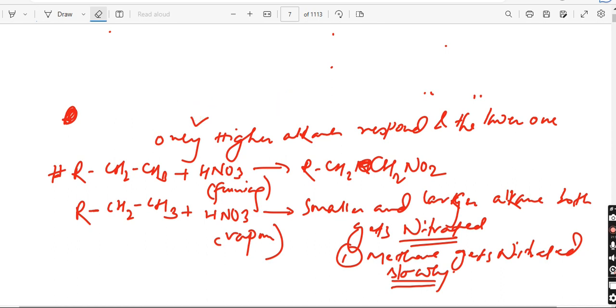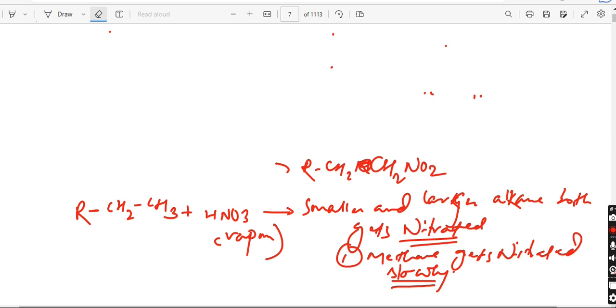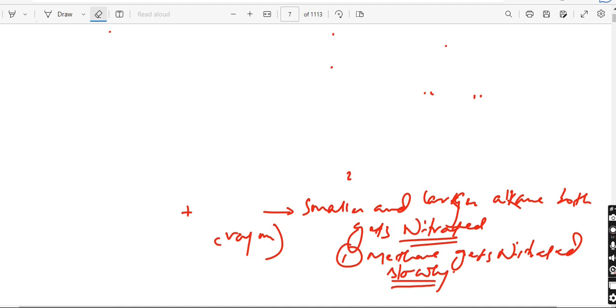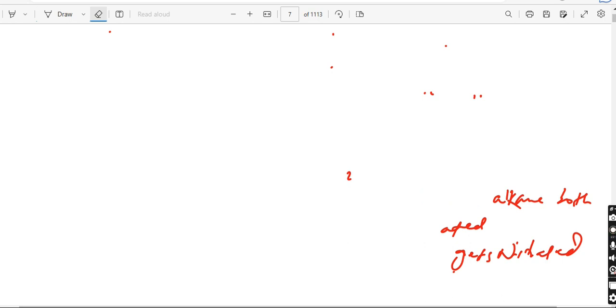Up to here we are done. When we do nitration of the alkanes with the help of fuming nitric acid, then the nitration of higher alkanes only occurs, like hexane and heptane. But if the nitration is done by the vapor phase of HNO3, and they are passed in the reactor tube, then all the alkanes, hydrocarbons, get nitrated.